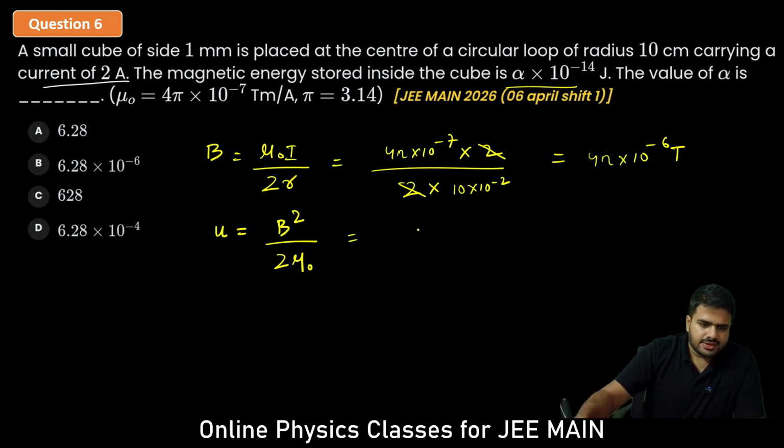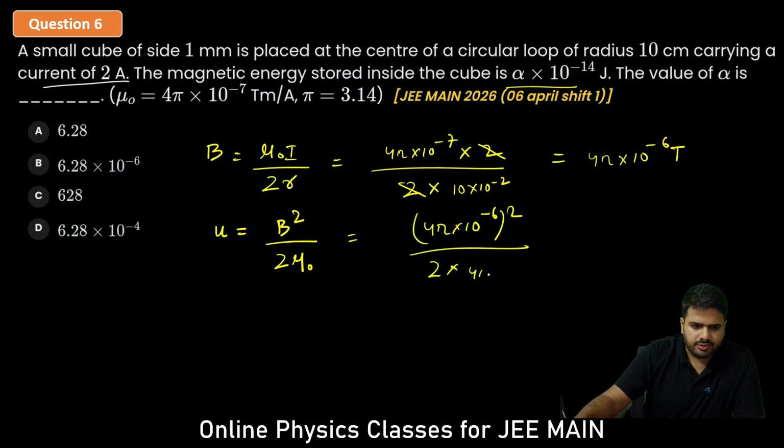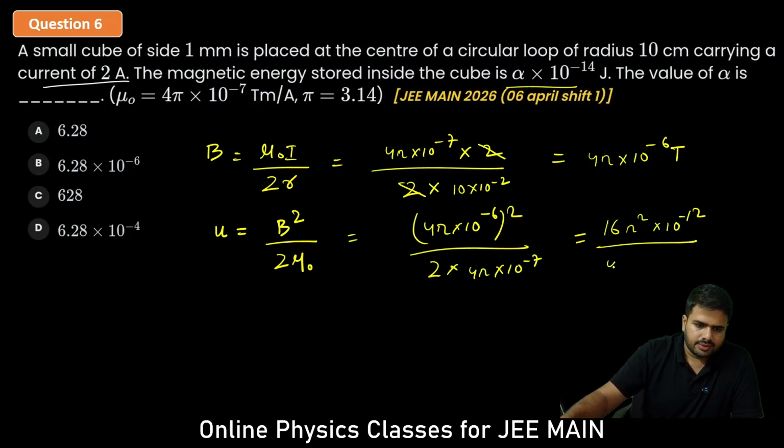So if we apply this again, we can write down (4π × 10^-6)² by 2μ₀. μ₀ is again 4π × 10^-7. So this energy density value, if we solve further, we get 16π² × 10^-12 by 4 × 4π × 10^-7. If you solve here, 4 gets cancelled, 16π also gets cancelled.